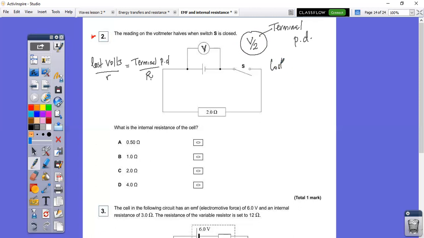So lost volts equals V minus V over 2, which is V over 2. I plug that into there. V over 2, which is my lost volts, over little r is equal to my terminal PD, V over 2, over big R, which is 2 ohms. So what should my little r be for these two things to be equal? What should little r be?